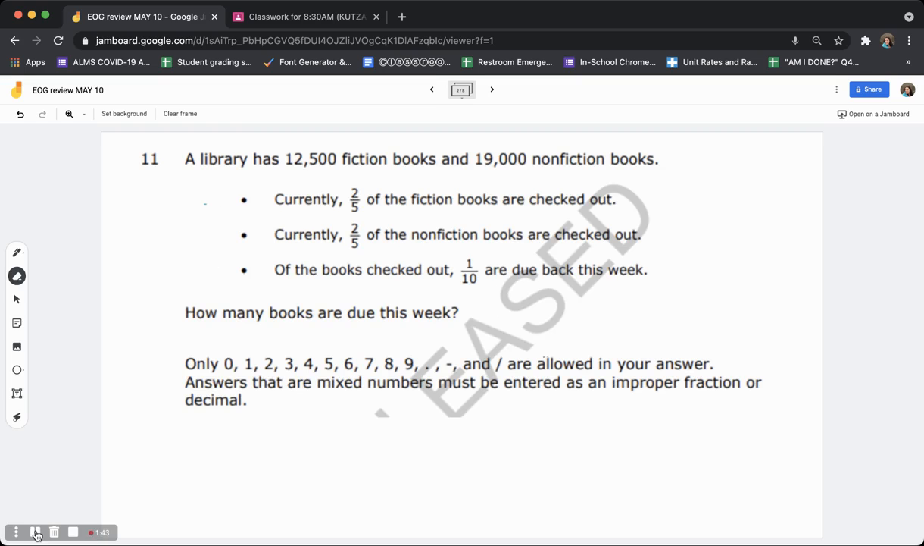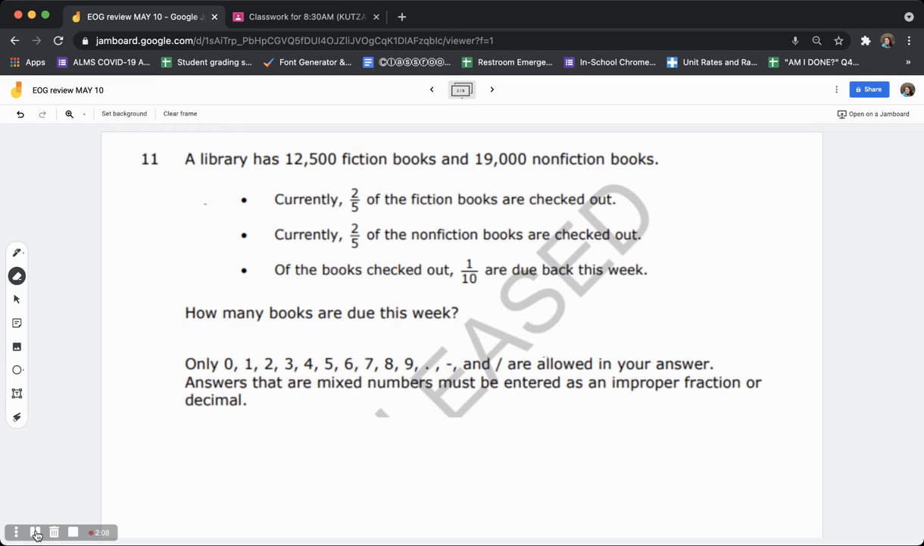Our next question says, a library has 12,500 fiction books and 19,000 nonfiction books. Currently, 2/5 of the fiction books are checked out, 2/5 of the nonfiction books are checked out, and of the books checked out, 1/10 are due back this week. We want to know how many books are due back this week.